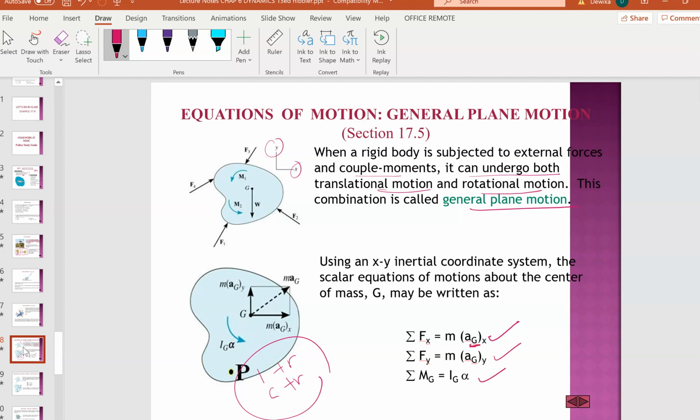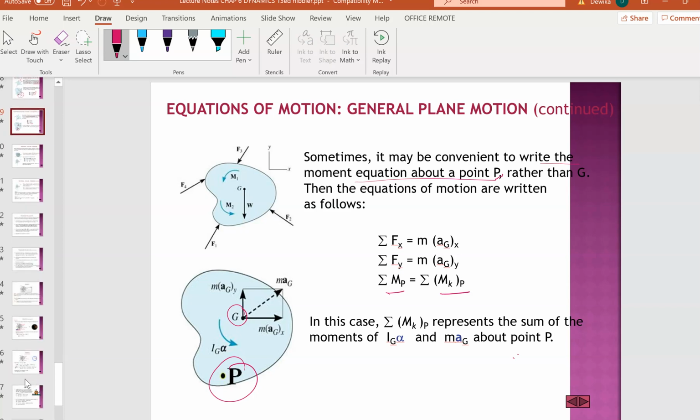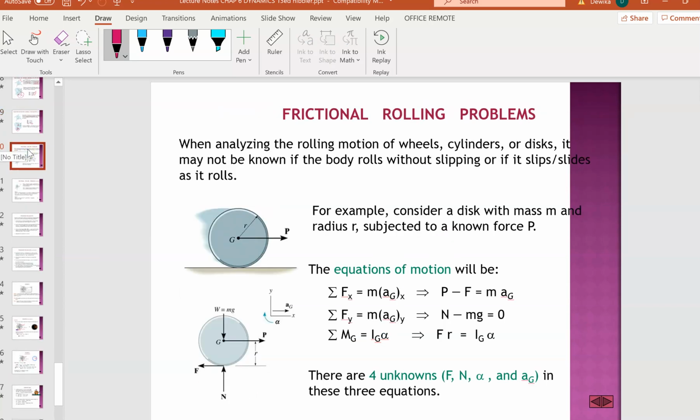Now remember, if G means they are taking the mass center, sometimes it may not be the mass center, it can also be point O. Remember the previous class that we did. Sometimes it may be convenient to write the moment equation at point P. See, that's what I told you. It's not G, but it is at P. It's shifted, but we still can calculate.